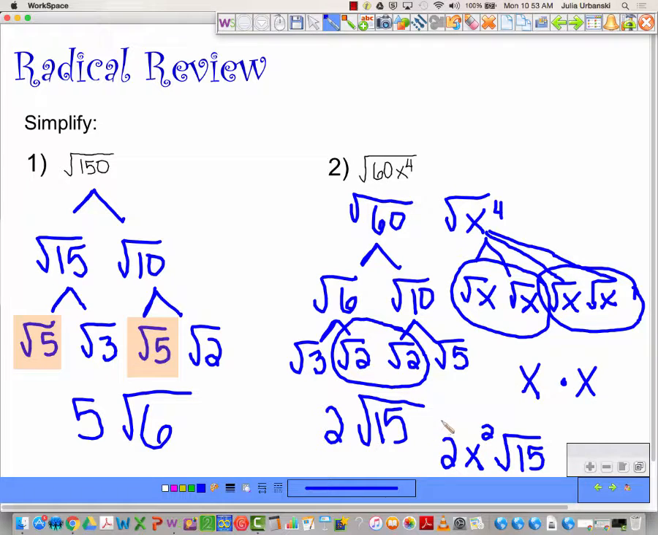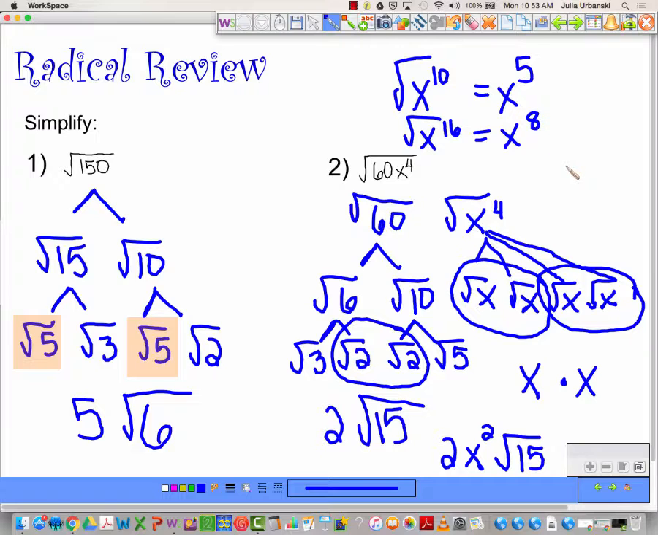Okay, the shortcut is, if you can remember this, when you have an exponent, if it's even, all you do is divide by 2. See how x to the 4th turned into x squared? That's when you take the square root of it. Don't write this down. For instance, the square root of x to the 10th would become x to the what? Good. And the square root of x to the 16th would become x to the what? 8. Okay? So that's the shortcut rule if you remember it.